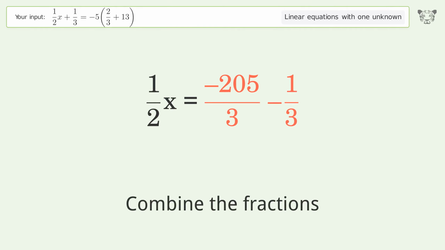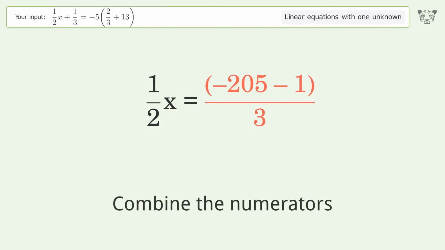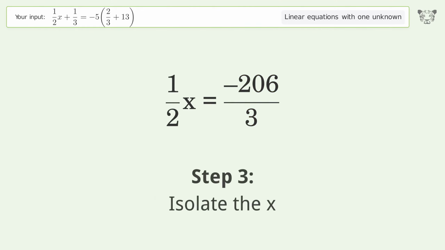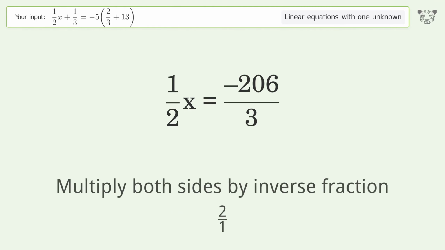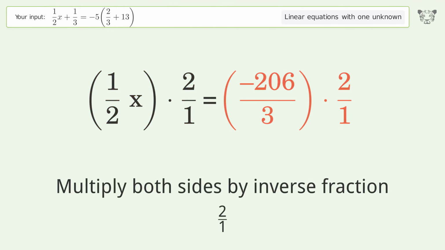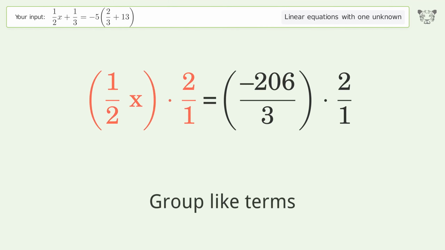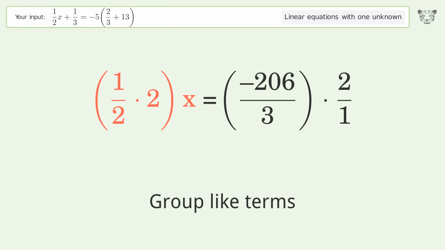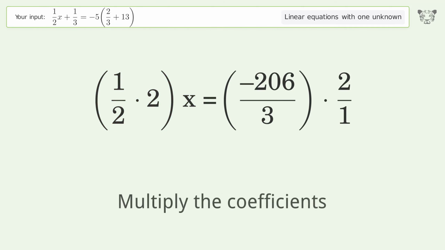Combine the fractions. Combine the numerators. Isolate the x. Multiply both sides by inverse fraction 2 over 1. Group like terms. Multiply the coefficients.